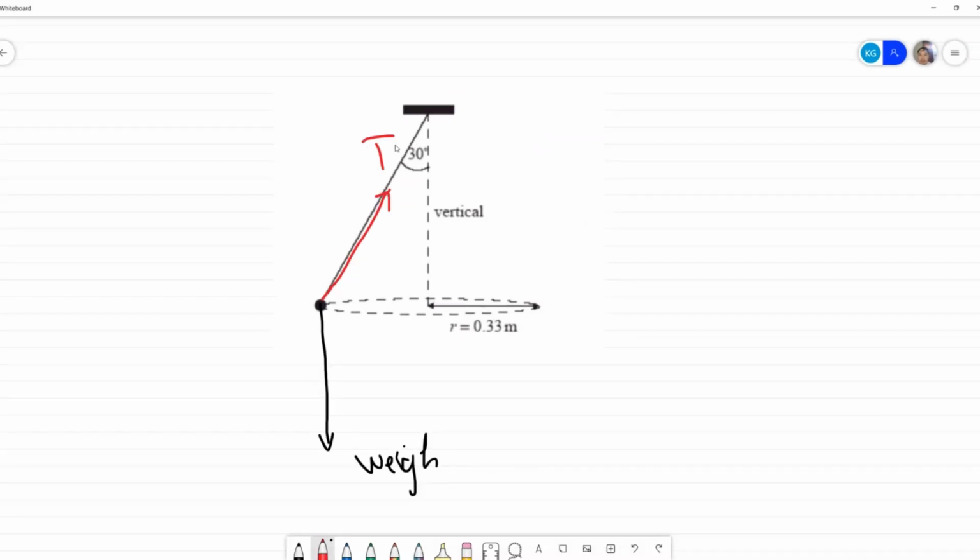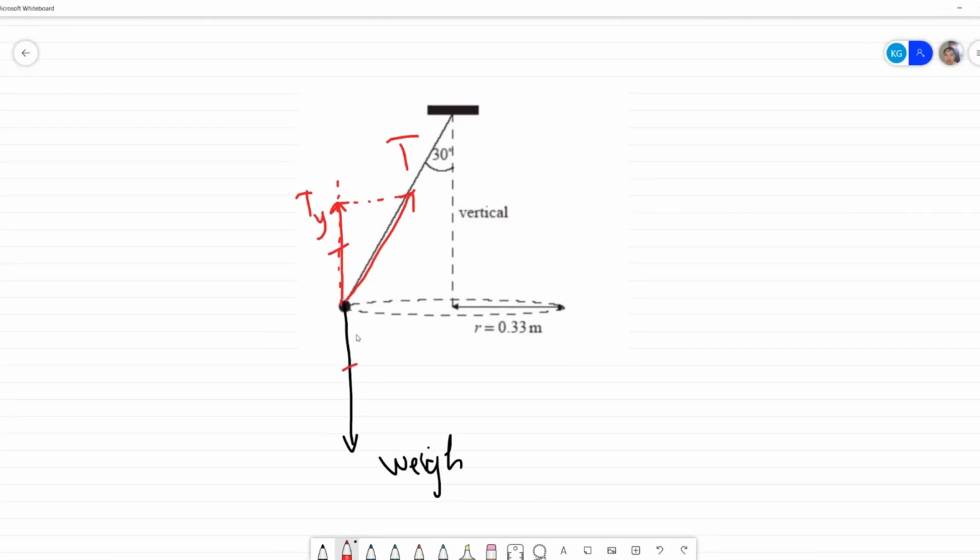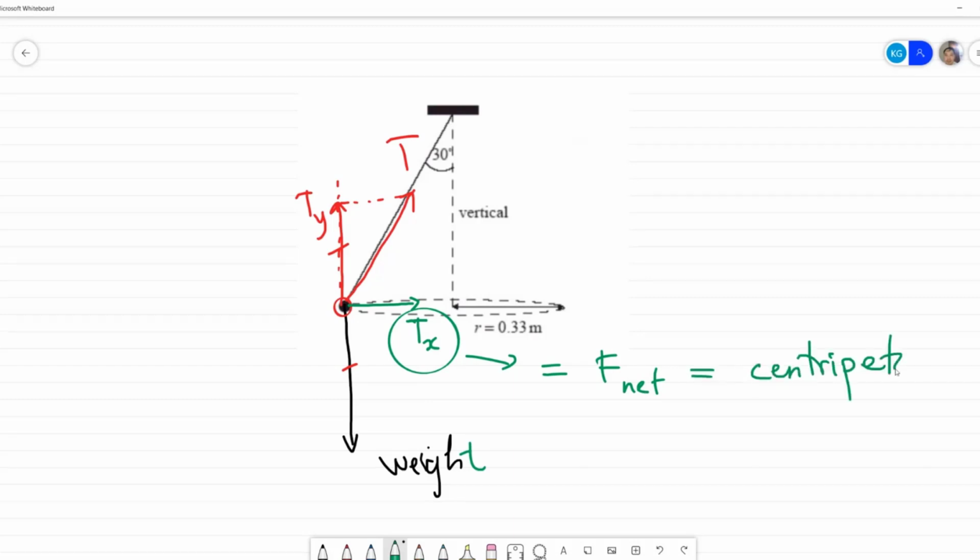So that is the vertical component here. When you resolve this tension into two components, the vertical component Ty will be equal to the weight. Not a good drawing, but the point is that they must be equal, so that this object doesn't move up or down. And the horizontal component Tx will be equal to the net force, because the vertical component cancels out the weight. This is the centrifugal force, making it rotate in a circular motion.